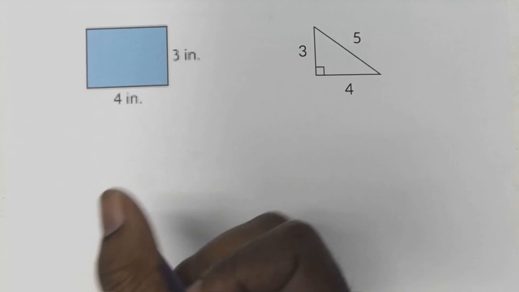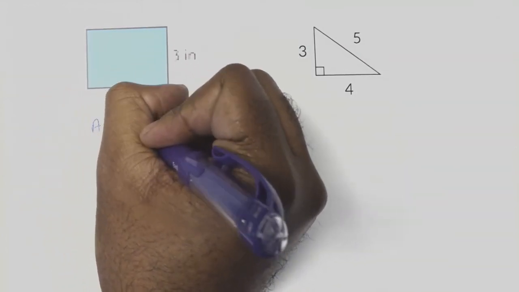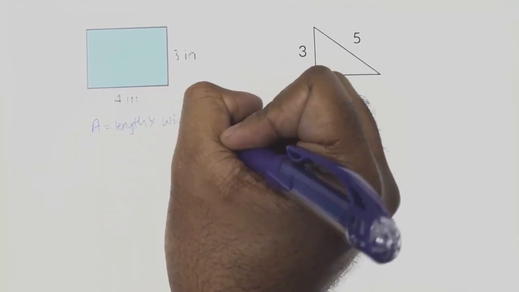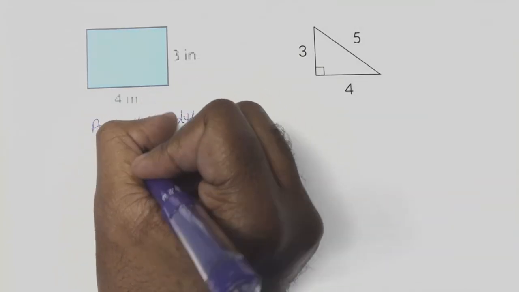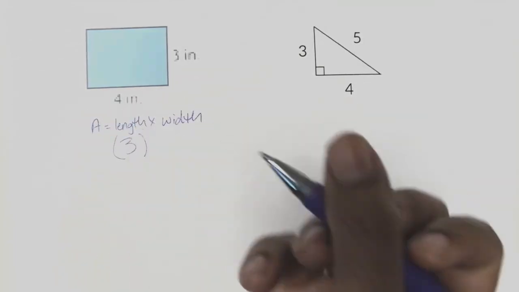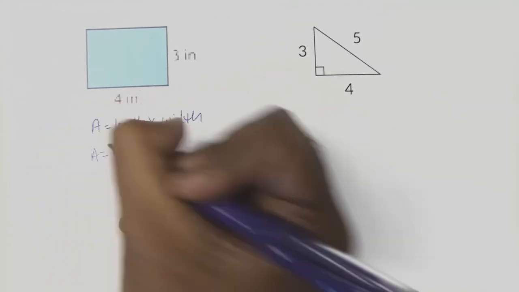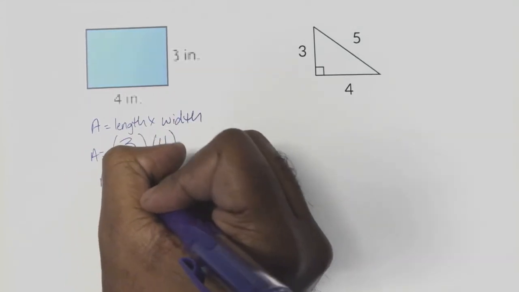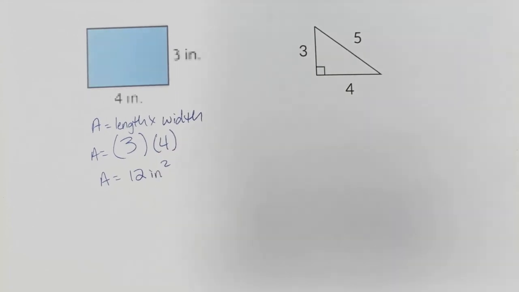So I know that the area of a rectangle is area equals length times width. My length is what? 3 inches times 4. 3 times 4 is 12. So my area is 12 inches squared, or square inches.